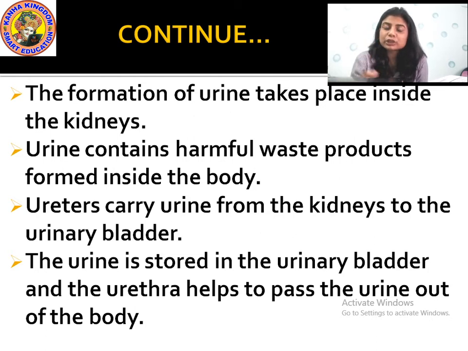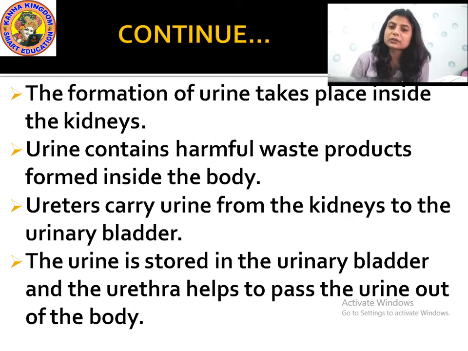Ureters are two tubes. It is a pair of two tubes that connect the kidney to the urinary bladder. Then when the urine is stored in the urinary bladder, you feel the tendency to urinate, yes or no? Then this urine is stored in the urinary bladder, and the urethra, the organ present in your excretory system, helps to pass the urine out of your body.